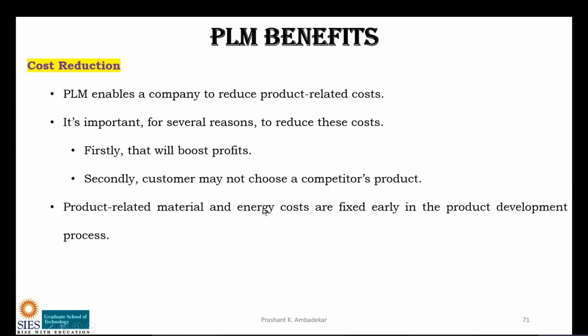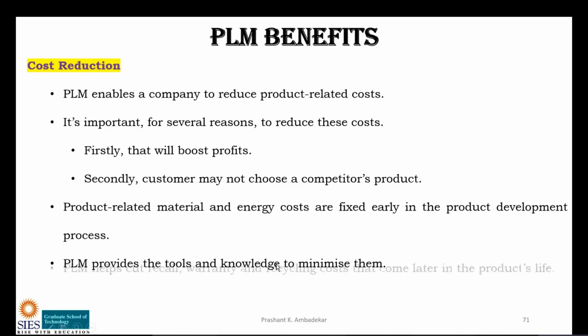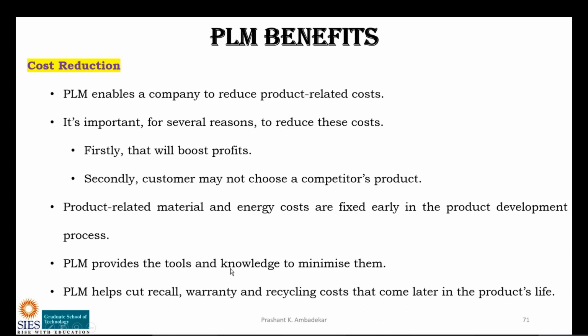Product related material and energy costs are fixed early in the product development process. Whatever material and energy costs are needed are fixed earlier only. Now PLM, what can PLM do? PLM provides the tool and knowledge to minimize them. Okay, the costs are already fixed; they cannot be reduced to a greater extent. But by using PLM, they can be minimized. I'm going to show you in the next slide how it can be minimized.